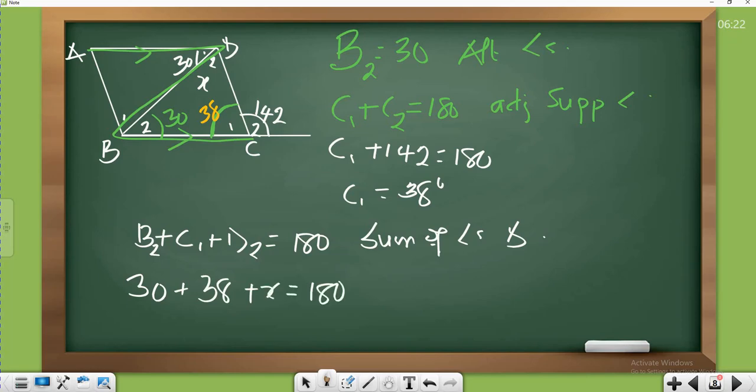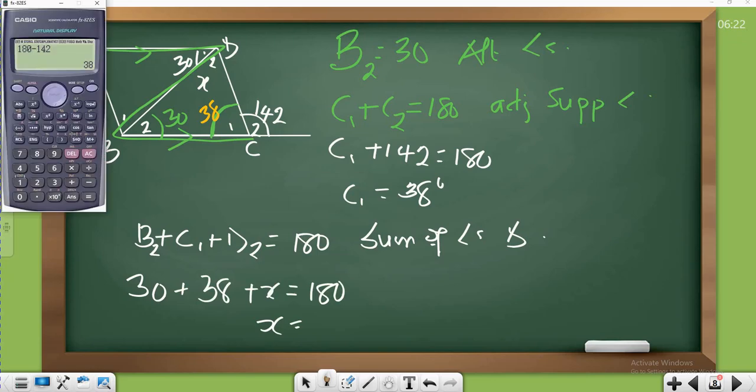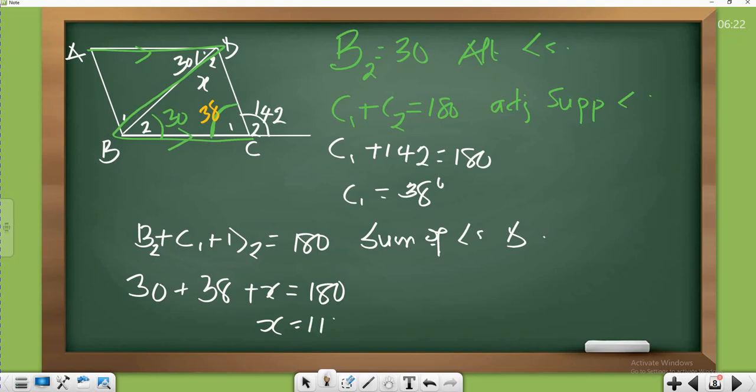Oh, now we are done. I need to move the 30 and the 38 over to the other side. Both become negative, and that will give me 112. Easy stuff there.